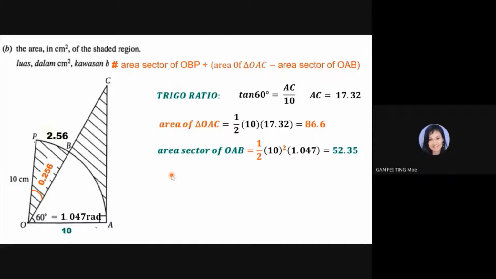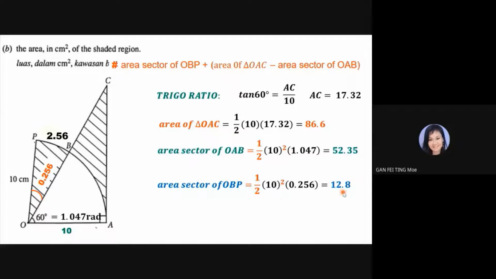Then we continue to look for the area of sector OBP. Again, half r squared theta. This one. Okay, this is an arc, so we cannot use half AB sine C. Half AB sine C is only for a triangle. It's not for a sector.